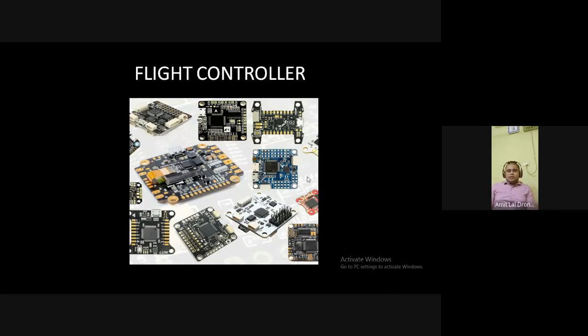Talking about flight controllers, as I said, they are the brain of the drone. They do all the work of decision making. For example, say your drone is at this height and you want to take it to this height. One way is to manually put it there. The other way is to give a command.